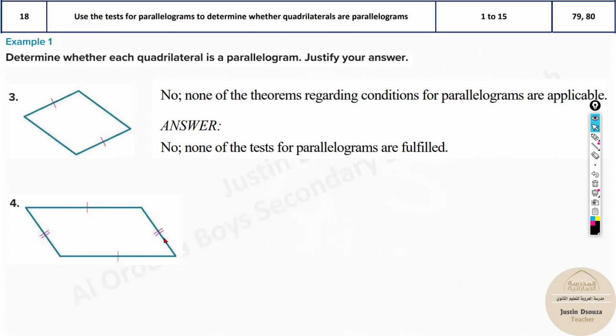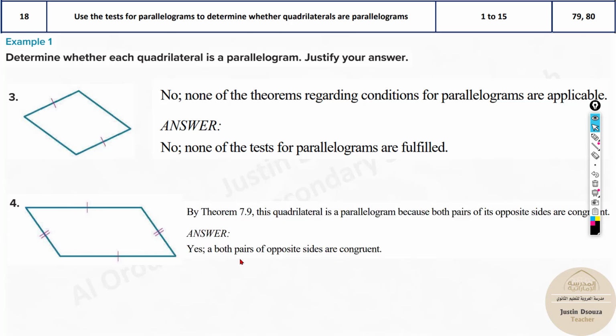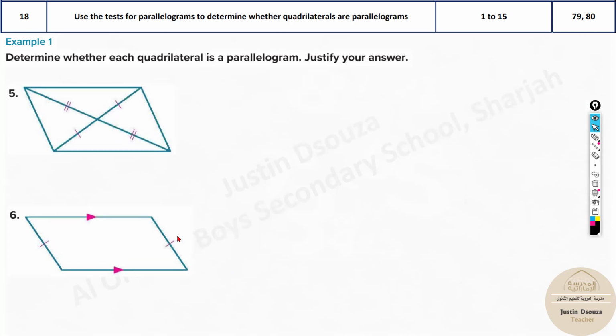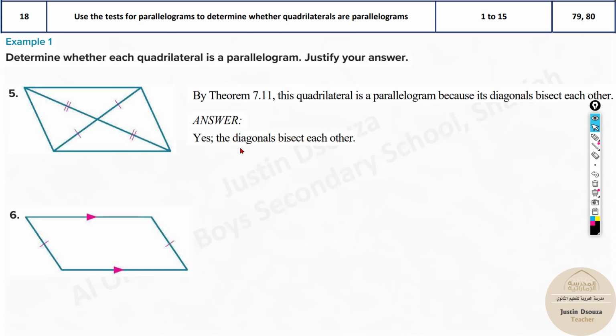Whereas this one, both pairs of opposite sides are congruent, so yes, it is a parallelogram. Even if they were parallel, yes. This is one of the theorems that states if both pairs of opposite sides are congruent, then it's a parallelogram. And over here there are a few more. Here the diagonals bisect each other, so yes, this is a parallelogram as well. And now what about the sixth one?